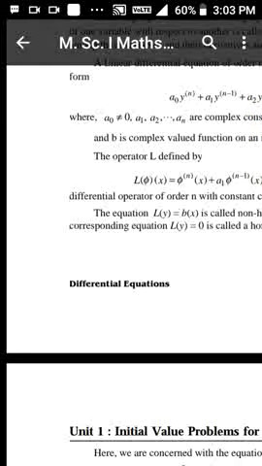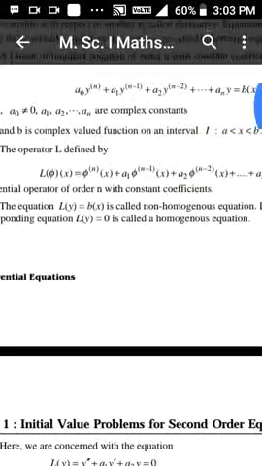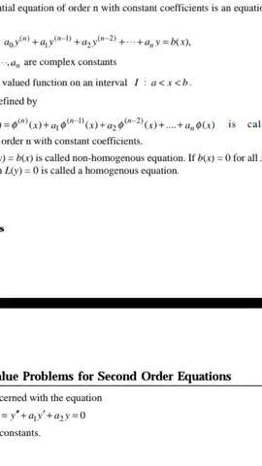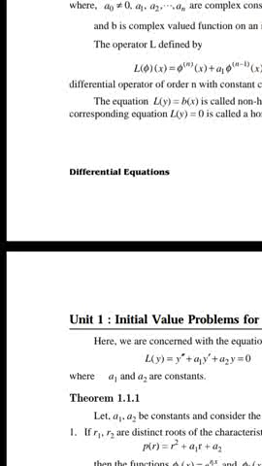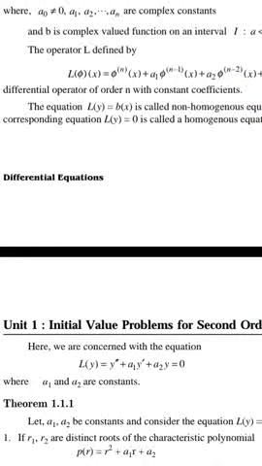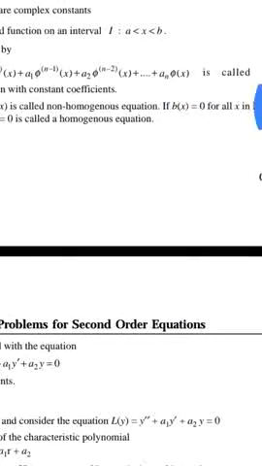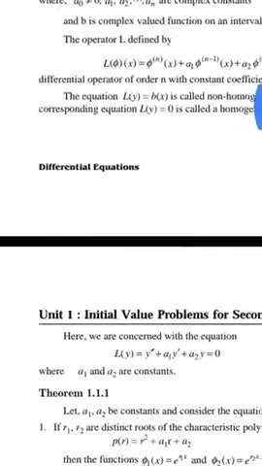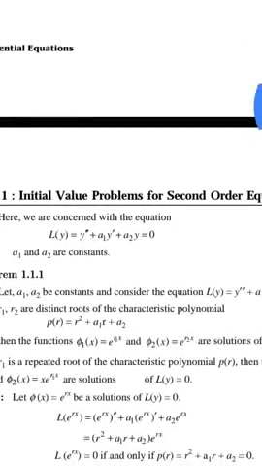The operator L defined by L of phi of x equal to phi raised to n of x plus a1 phi raised to n minus 1 of x plus a2 phi raised to n minus 2 of x plus dot dot dot plus an phi of x is called the differential operator of order n with constant coefficient. The equation L of y is equal to b of x is called a non-homogeneous equation. If b of x is equal to 0 for all x in I, the corresponding equation L of y is equal to 0 is called a homogeneous equation.